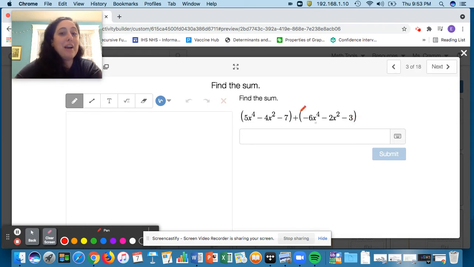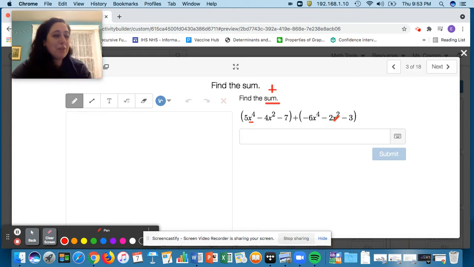Whenever you are adding, whenever you're finding the sum of something, you need to find terms that have the same variable. Like here I have x, but it's not a like term with this one, even though this also has an x, because this one is an x squared.